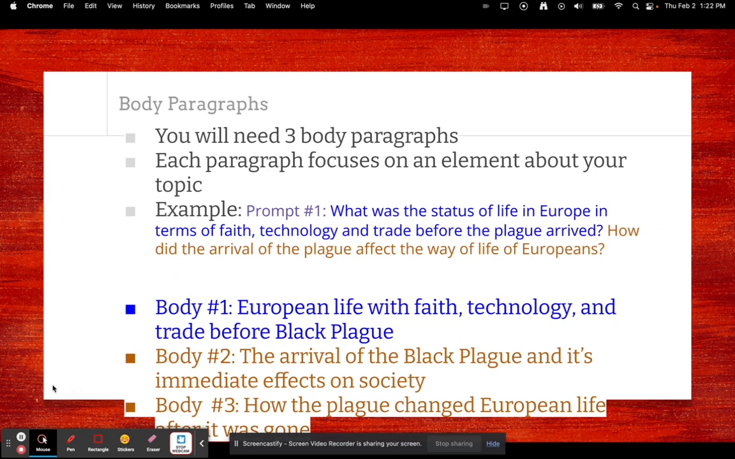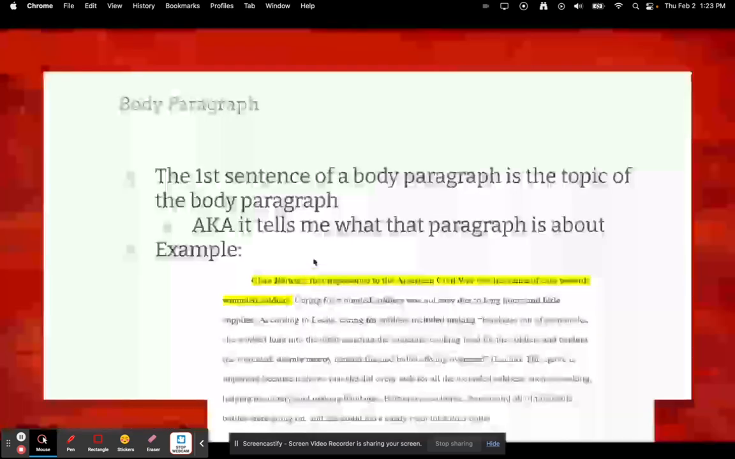And then body paragraph number 3 is how the plague changed European life after it was gone. That's answering the second question too, of how did the arrival of the plague affect the way of life of Europeans. I'm hitting the tail end of that, the long-term effects. If you end up doing prompt number 1, you certainly do not have to lay this out like I just did. That's just the one that I came up with.